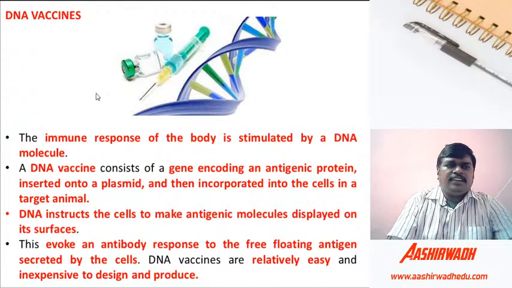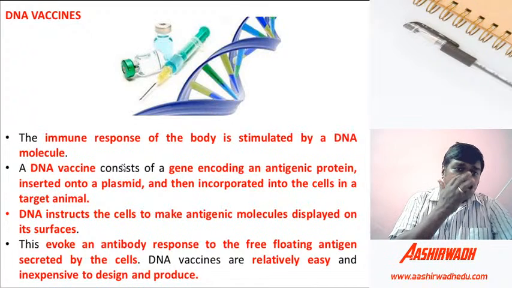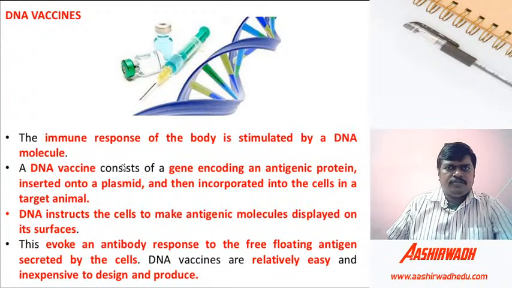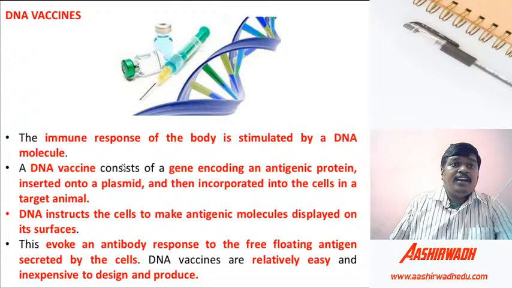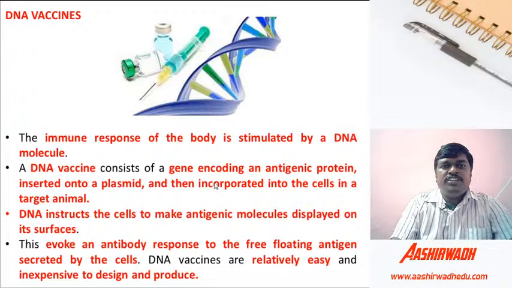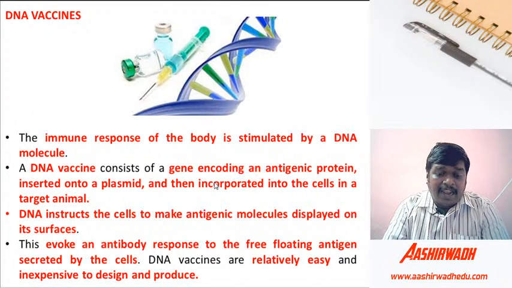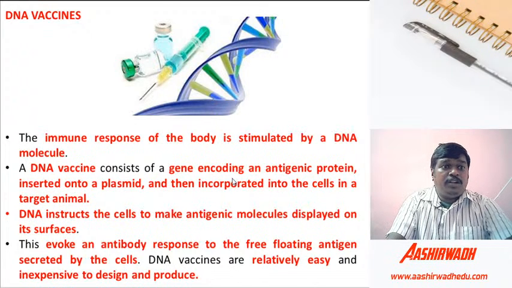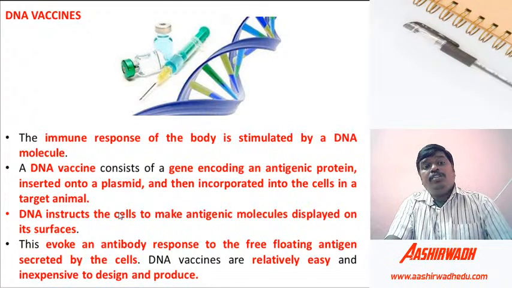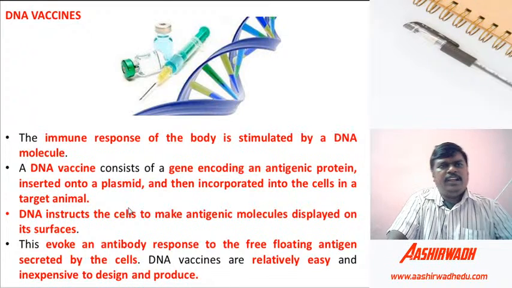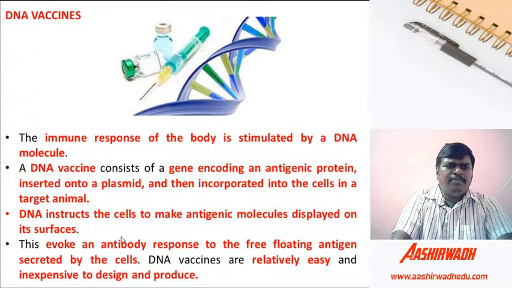Then we have the DNA vaccines. Here the immune responses of the body are stimulated by DNA molecules. So they are using DNA as a vaccine. A DNA vaccine mainly consists of a gene encoding an antigenic protein, inserted into a plasmid and then incorporated into the cell. So here the plasmid is used as a vector to transfer the DNA into the organism or the target animal.